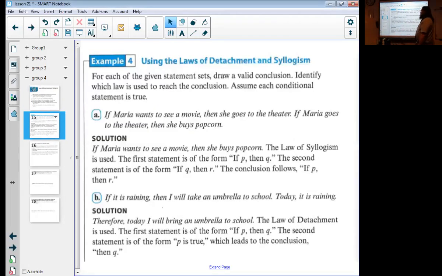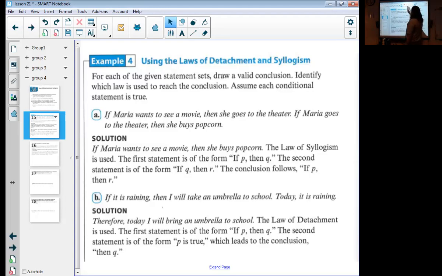So here we're moving right on into examples. For each of the given statement sets, draw a valid conclusion. Identify which law is used to reach the conclusion. Assume each conditional statement is true. So if Maria wants to see a movie, then she goes to the theater. If Maria goes to the theater, then she buys popcorn.